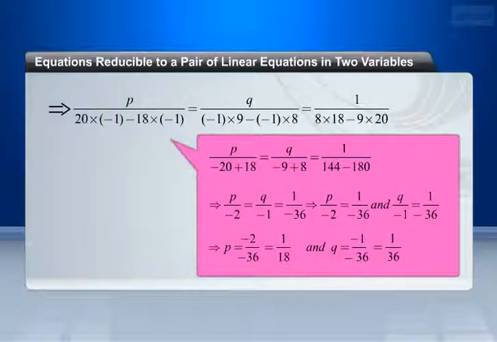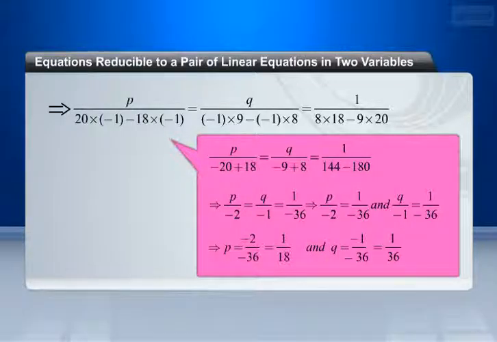So, now we can write it as P is divided by 20 into minus 1 minus 18 into minus 1 equals Q is divided by minus 1 into 9 minus 1 into 8 equals 1 is divided by 8 into 18 minus 9 into 20. This implies that P is divided by minus 20 plus 18 equals Q is divided by minus 9 plus 8 equals 1 is divided by 144 minus 180. This implies that P is divided by minus 2 equals Q is divided by minus 1 equals 1 is divided by minus 36. Now we can write P by minus 2 equals 1 by minus 36.